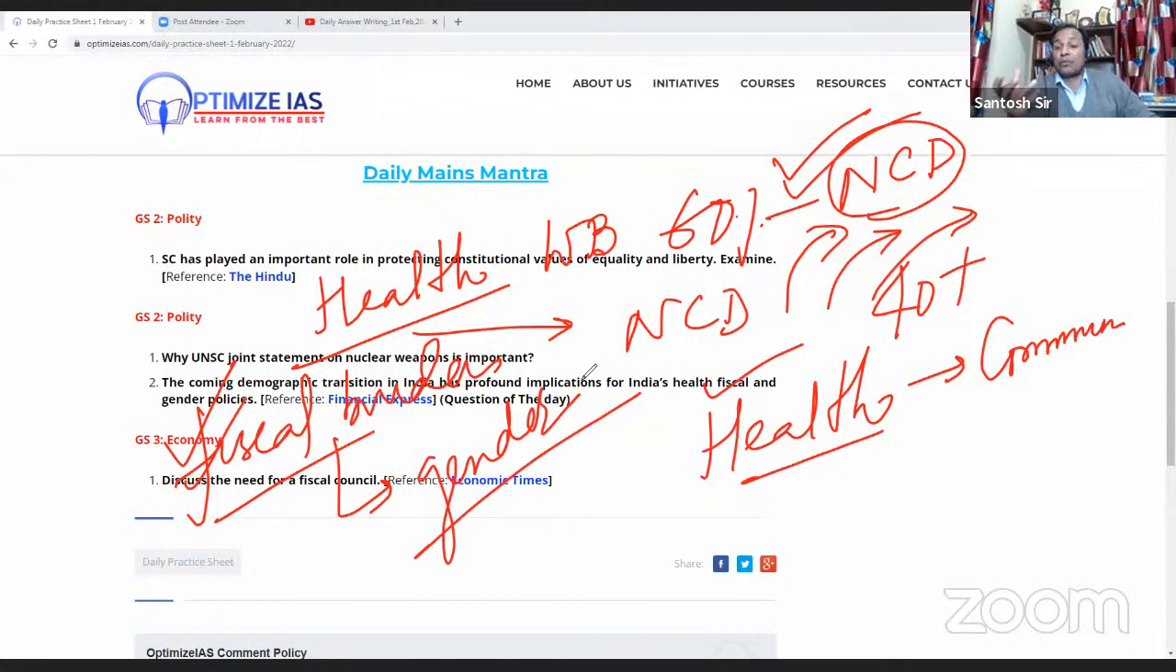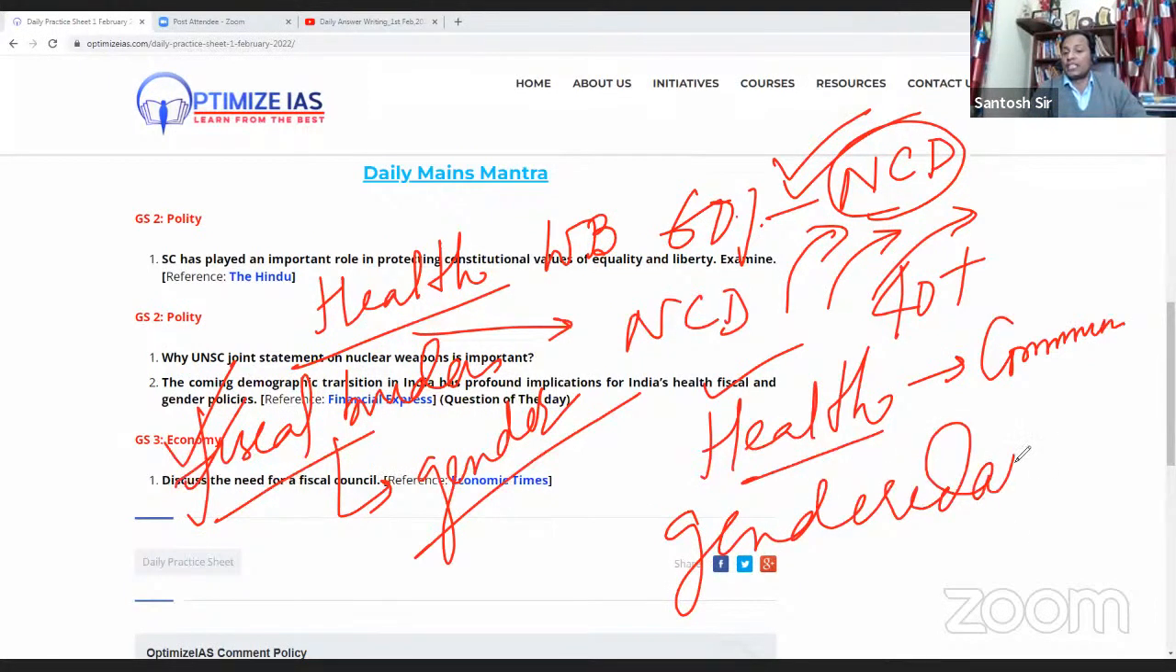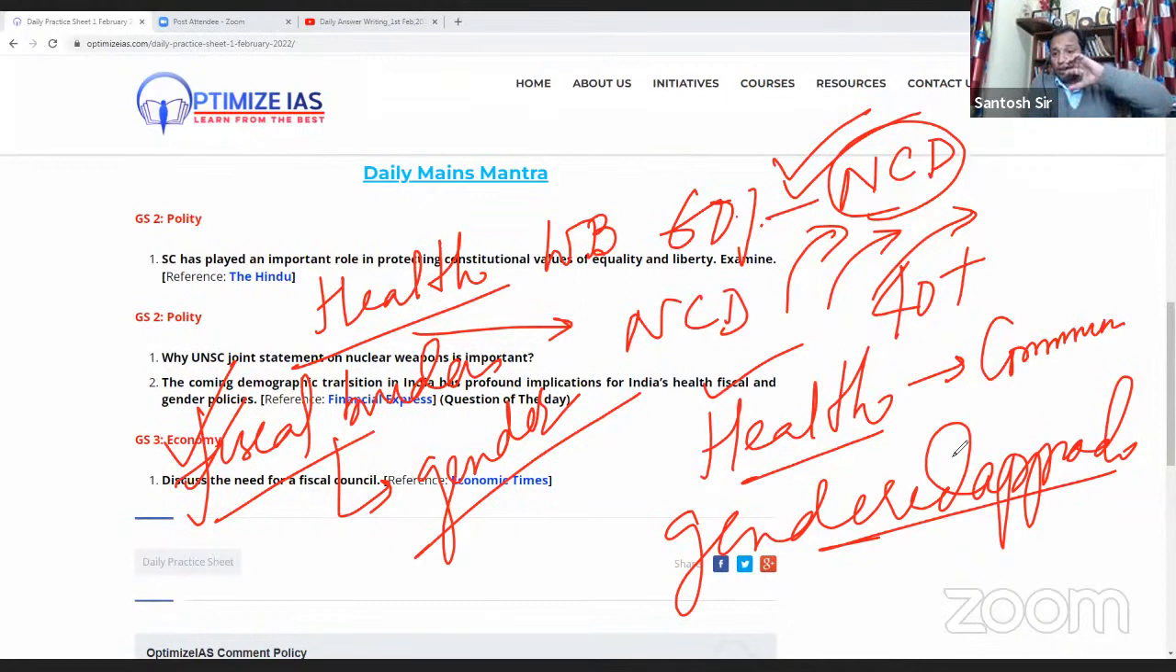So we need to follow a gendered approach. Getting it? So it has gender implications. We have to now change the entire health policy, the entire fiscal policy, the entire gender policy to match this demographic transition.